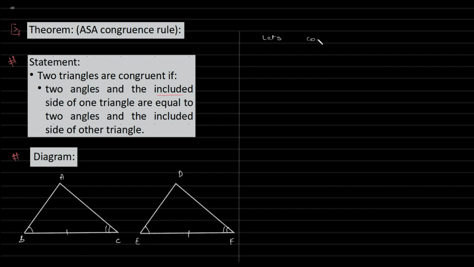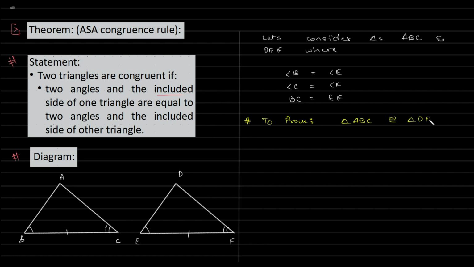Let's consider triangles ABC and DEF, where angle B is equal to angle E, angle C is equal to angle F, and BC is equal to EF. So the next thing is to prove. What is it that we need to prove? Triangle ABC is congruent to triangle DEF.